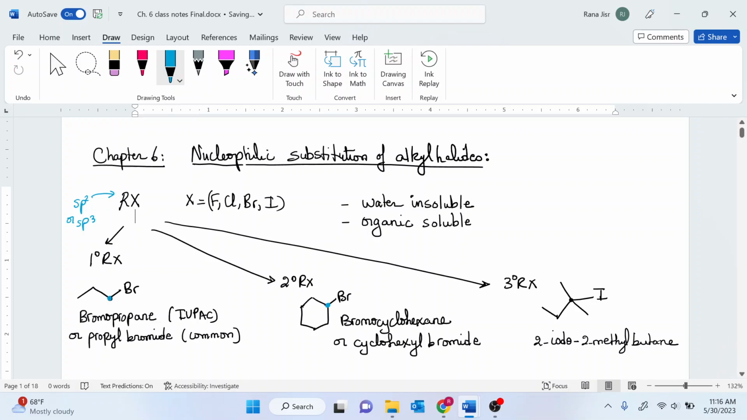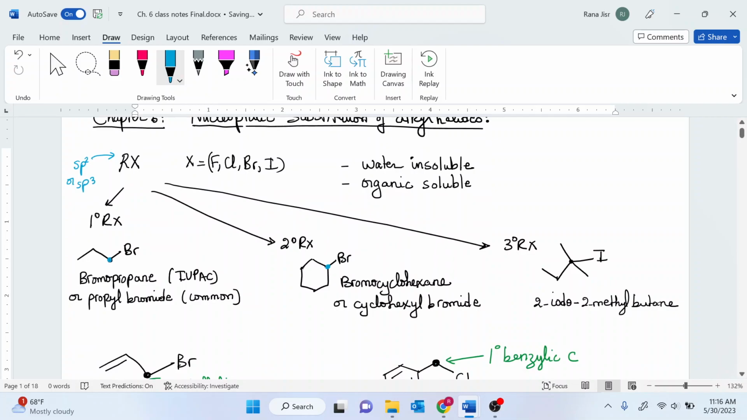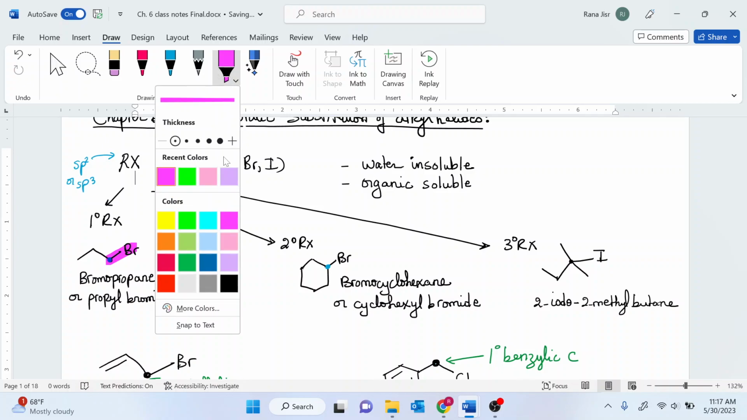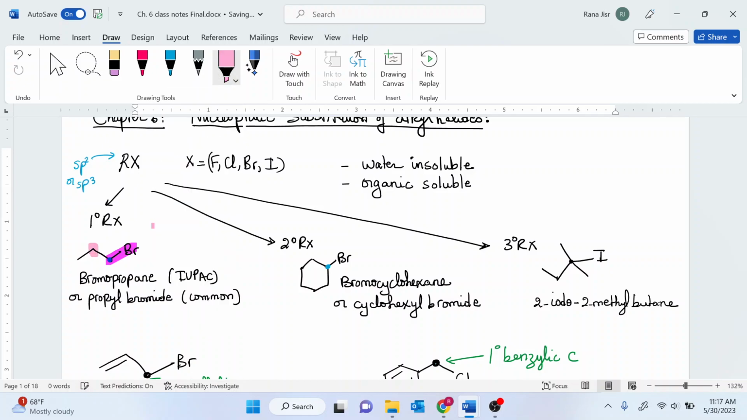There are multiple types of alkyl halides: primary, secondary, and tertiary. To look at the primary alkyl halide, you need to look at the carbon that is attached to the halogen and see how many carbons it is connected to. So if it is connected to one carbon, then in this case, it will be called a primary alkyl halide. The hybridization of this carbon is sp3, which we need for the nucleophilic substitution reaction.